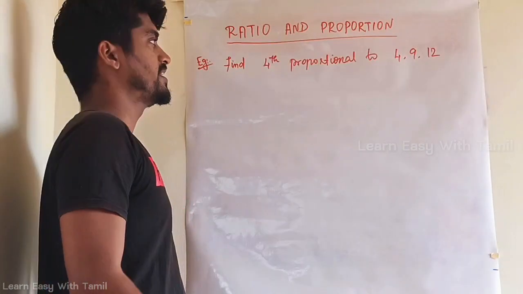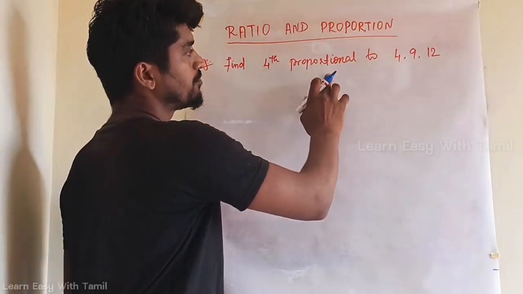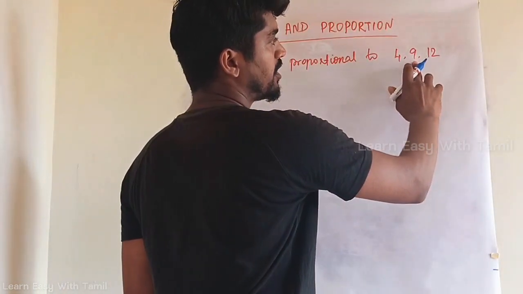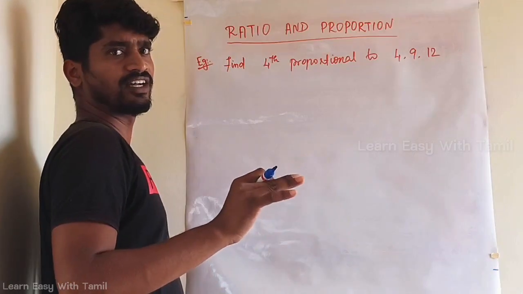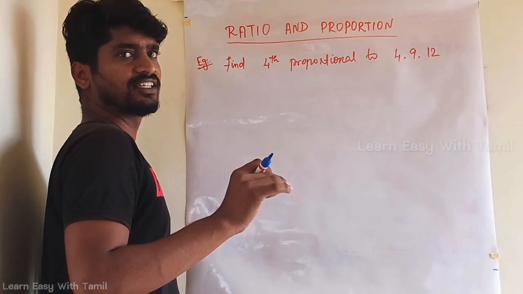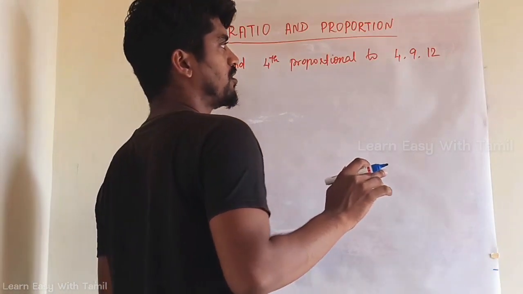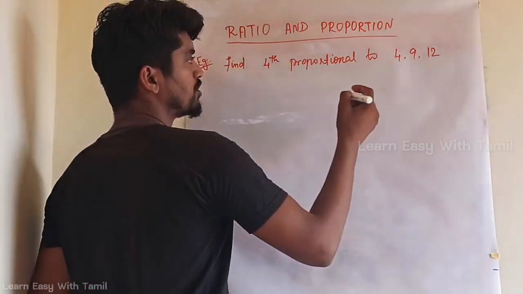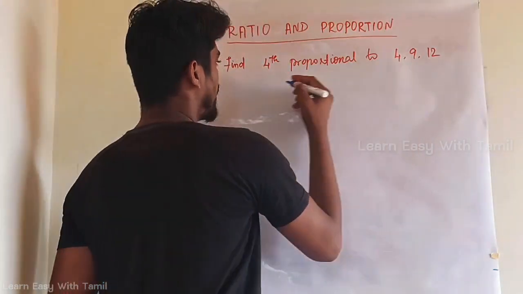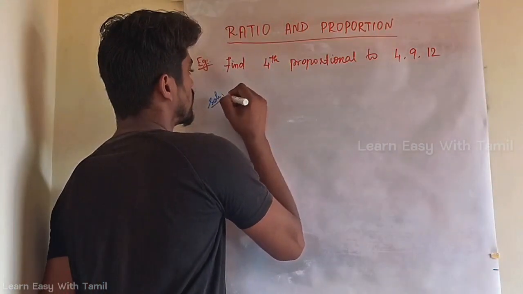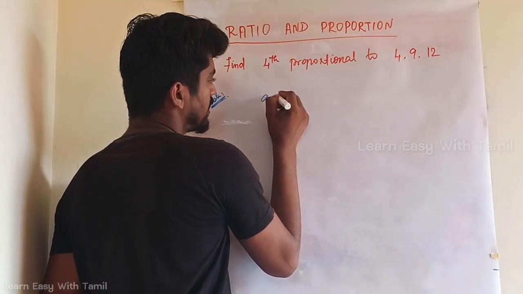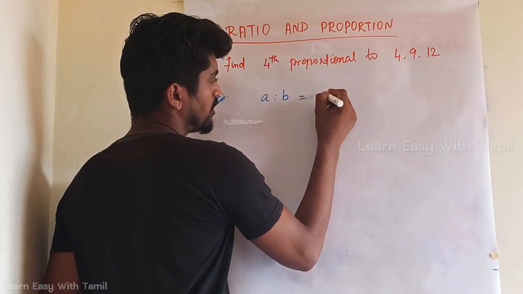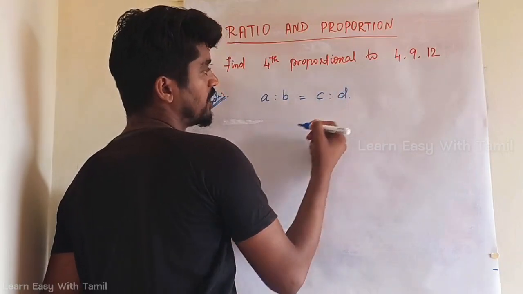The next example is find the fourth proportional to 4, 9, 12. Here three values are given. Now we are going to find the fourth proportional value of the sum. So the given values are, in fourth proportional, the format is A is to B is equal to C is to D.